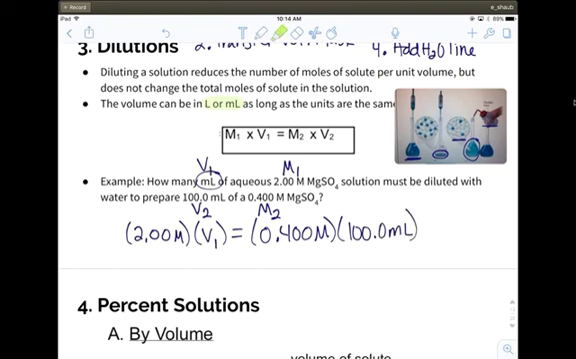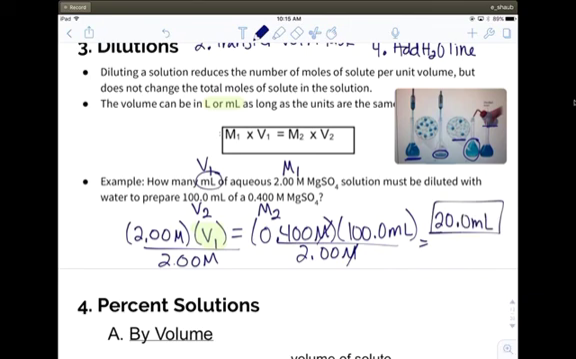Okay, so I know everything but my V1, and so if I just divide both sides by 2, that gets my molarity to cancel. So I would just take the 0.4 times 100 divided by 2, and that means I would need to take 20.0 milliliters of that concentrated solution.